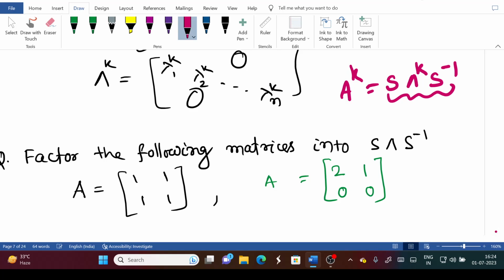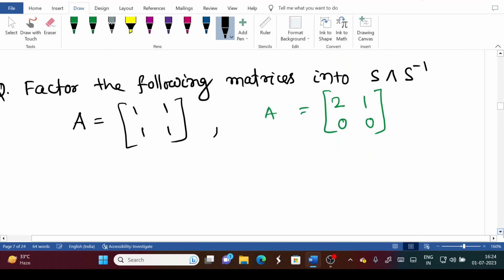Now let us do some problems using these concepts, whatever we have discussed. Consider a matrix A equal to [1, 1; 1, 1]. Let us find the factorization of A. First we have to find the eigenvalues.